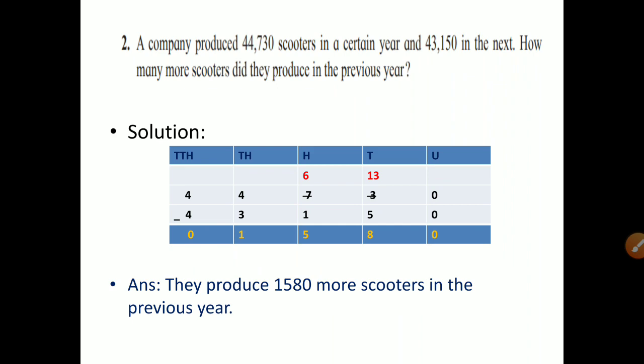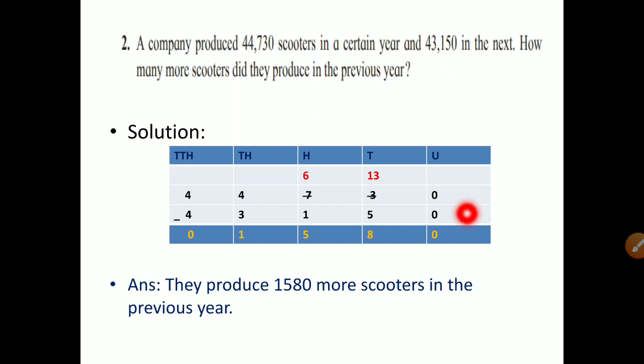Question number 2. A company produced 44,730 scooters in a certain year and 43,150 in the next year. How many more scooters did they produce in the previous year? Here a company produced 44,730 scooters in 1 year and in the next year they produced 43,150 scooters. Now how many more scooters did they produce in the previous year?